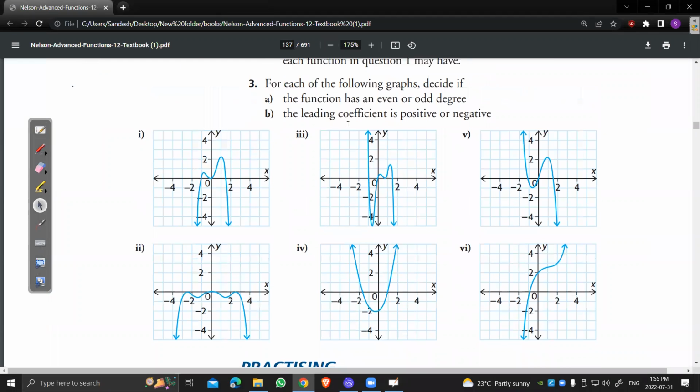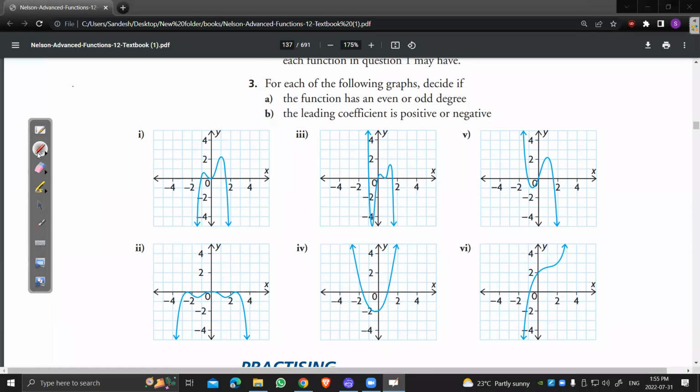Okay, let's look at this one. It says, does it have an even or odd degree? And then is the leading coefficient positive or negative? Very simple 2-second answers, if you know what you're looking at, basically. For the first one, is it even or odd? The degree, that's all we're concerned about. Think about the end behavior.